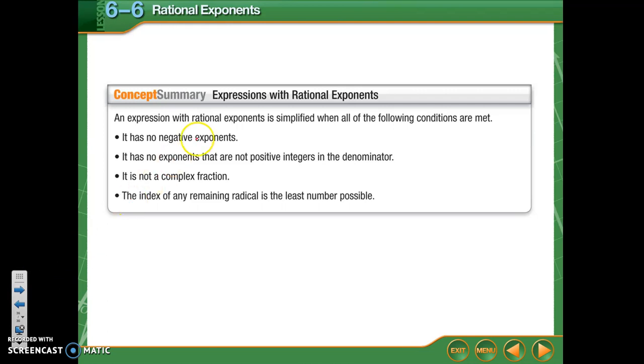All right, so a summary, if I have an expression that has rational exponents, it's simplified if I meet all of these conditions. No negative exponent should be left. No exponents that are not positive integers in the denominator. So that means no negative exponents and no fraction exponents. It can't be a fraction inside of a fraction, and I have to reduce the index as much as possible, like we did in some of our earlier examples.